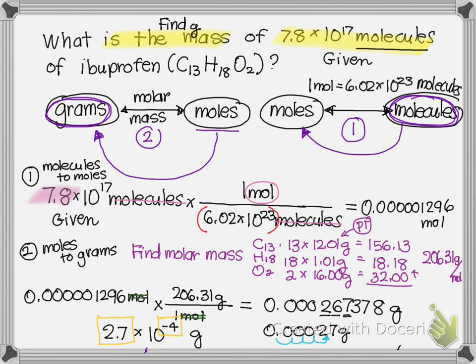So if you get a problem that has grams, and then the other part is something small like molecules, atoms, or ions, you have to actually use both of the new tools we learned about in this chapter, both Avogadro's number and the molar mass. So it takes 2 steps to solve problems like this.